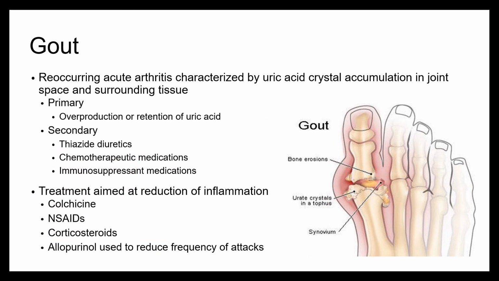The last disorder that we're going to cover in this lecture is gout. Gout is a type of recurring acute arthritis that is characterized by uric acid crystal accumulation in the joint space and the surrounding tissues. It is caused by an excess of uric acid, which is a waste product made by the body. And this either results from excessive uric acid production or a decreased uric acid excretion by the kidneys.